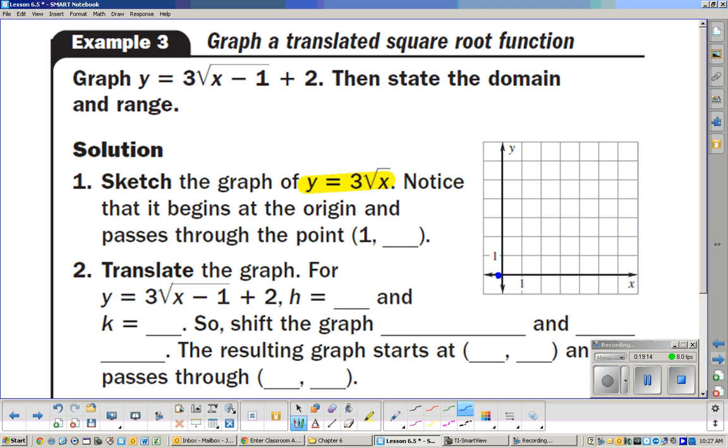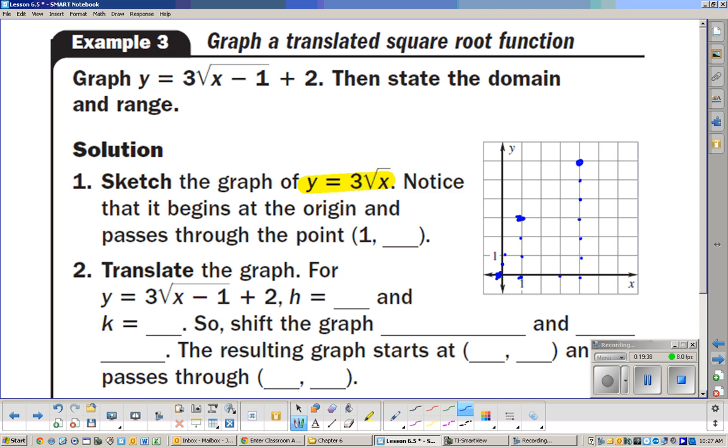I know it's going to go through 1, what? You can do it in your head. 1, what? 3. 1, 3. Okay, then the next one I'd pick, since it's square root, is a 4, because I don't want to have to use the calculator or the decimal. So the square root of 4 is 2. 2 times 3 is 6. So I go over 1, 2, 3, 4, and up 1, 2, 3, 4, 5, 6.